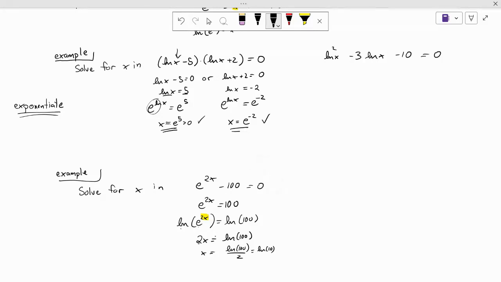Well, notice that the left side of that equation is really a difference of two things squared, right? e to the 2x is the same thing as (e to the x) squared. 100, of course, is 10 squared. So this is literally a difference of two squares, so it factors into a product of the conjugates. Would this approach give us other solutions?